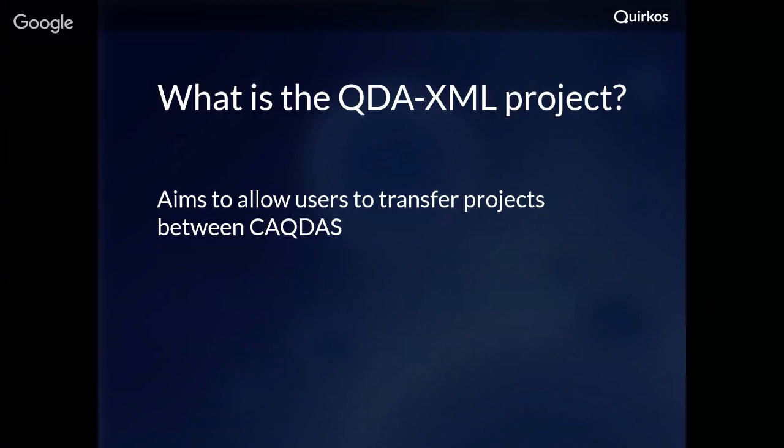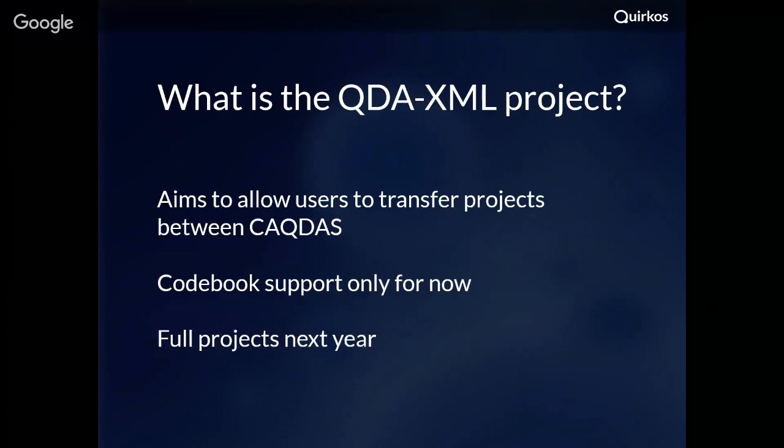This is going to be extremely useful for a lot of users going forward. At the moment, we only have codebook support. Now, that's kind of your coding framework. So in Quirkos, that's the list of your quirks. In NVivo, that would be your nodes, which are now called codes in the new version of NVivo. So you can't export the coded data and things like that at the moment.